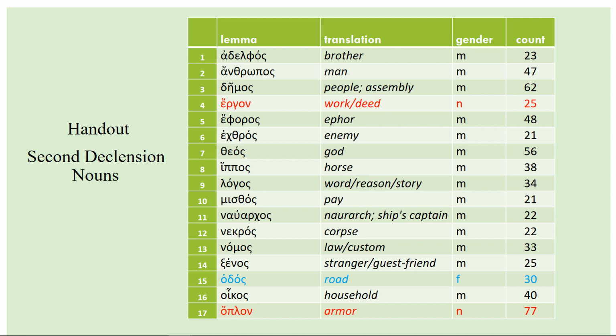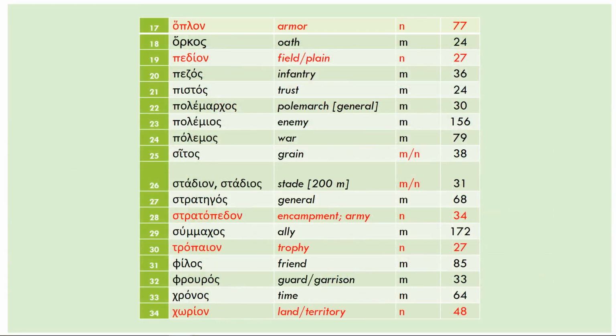Xenos is either a foreigner, stranger, or someone with whom you have a special guest-friend relationship. So xenophobia means you're afraid of strangers. Hodos, we talked about already. Odometer will help you remember that. A road. Oikos, a household. Hoplon is armor. We get the word hoplite from this, armor or the shield. Horkos, an oath.